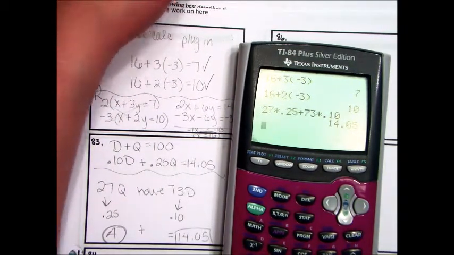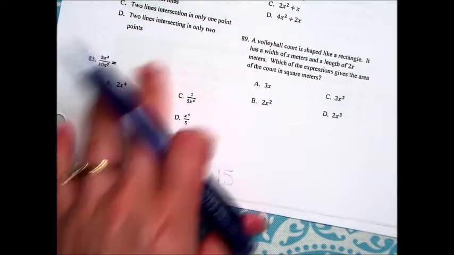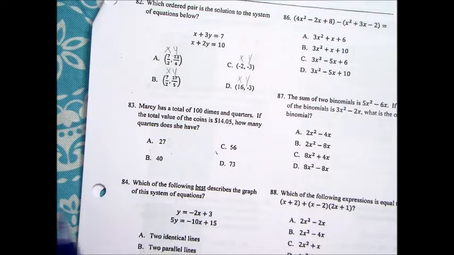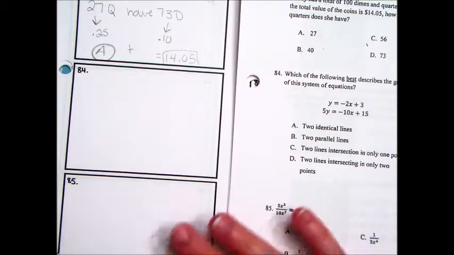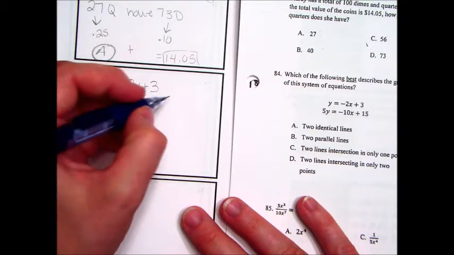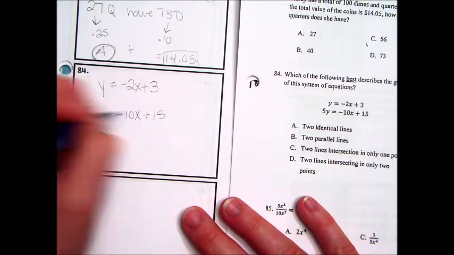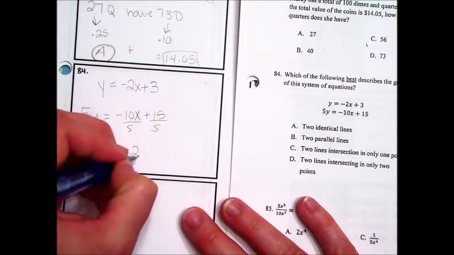Okay, let's move on to 84. Which of the following best describes the graph of this system of equations? Okay, so what we need to do is get both of these equal to y. I like the first equation. It's y equals negative 2x plus 3. The second equation, I'm going to need to divide it by 5 in order to figure anything out. So divide by 5. You need to have it in y equals. You should know that from Chapter 5 of Algebra 1.